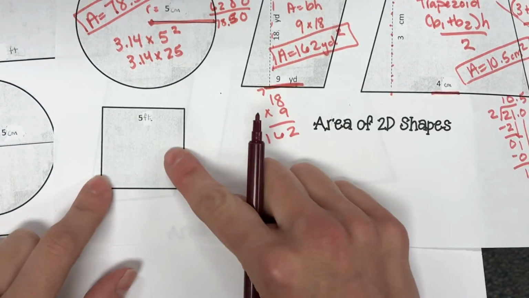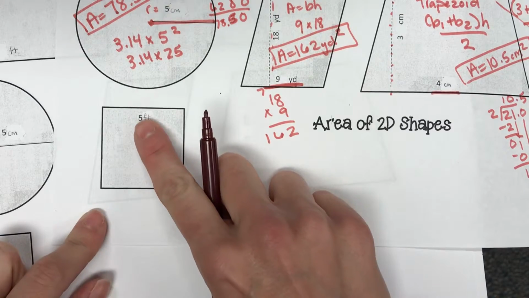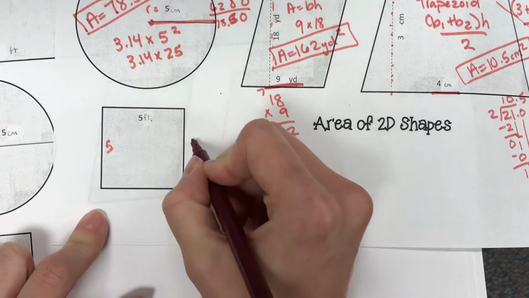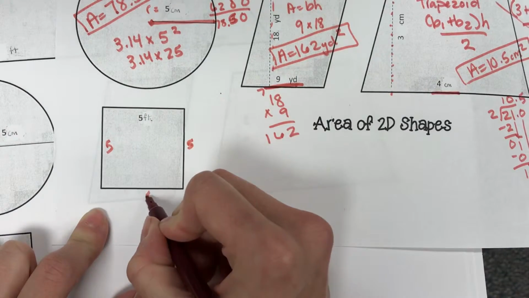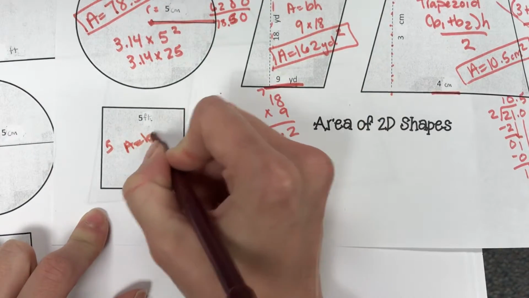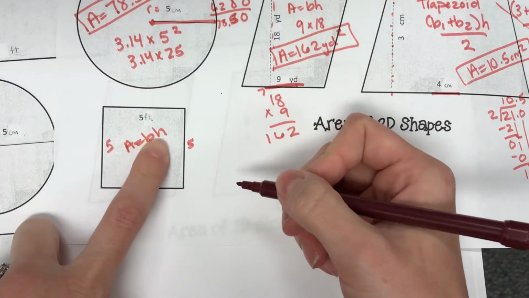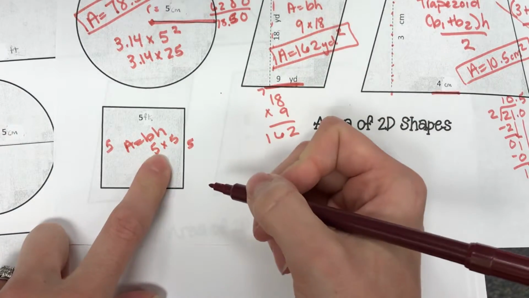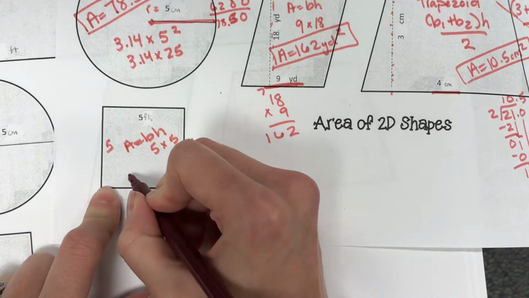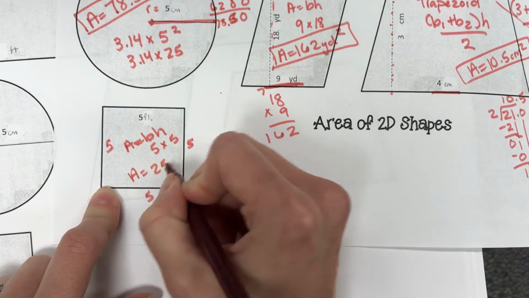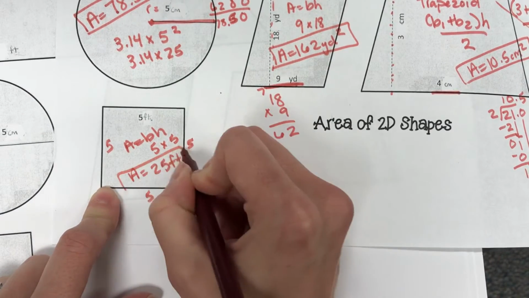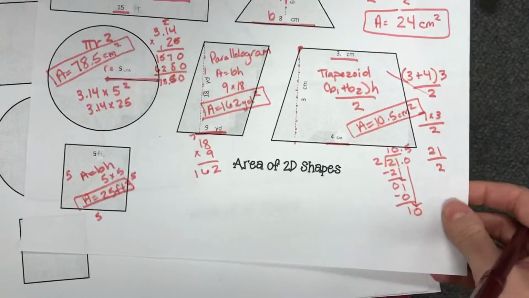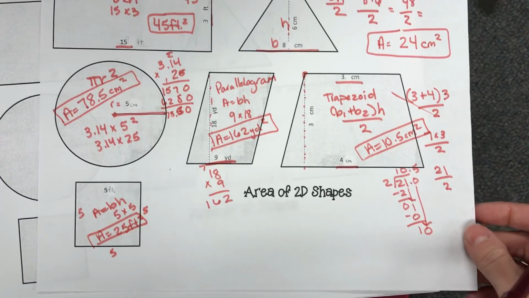Okay, if we have a square, and I only have one measurement, what does that tell you about the other 3 sides? Okay, that they're all the same. What formula should I use? Base times height. So 5 times 5, 25 feet squared. Oh, that's as far as I can do.